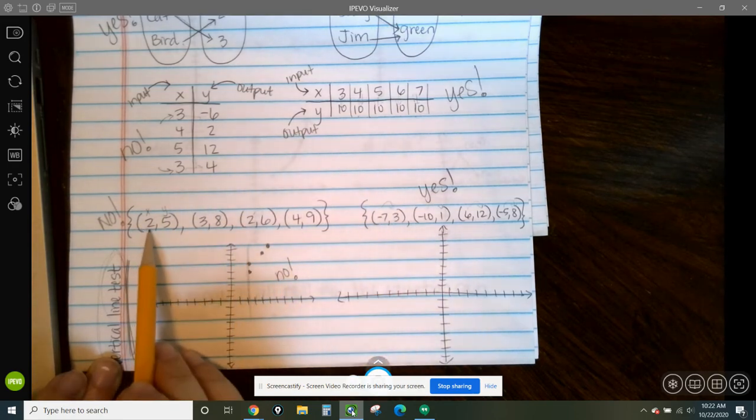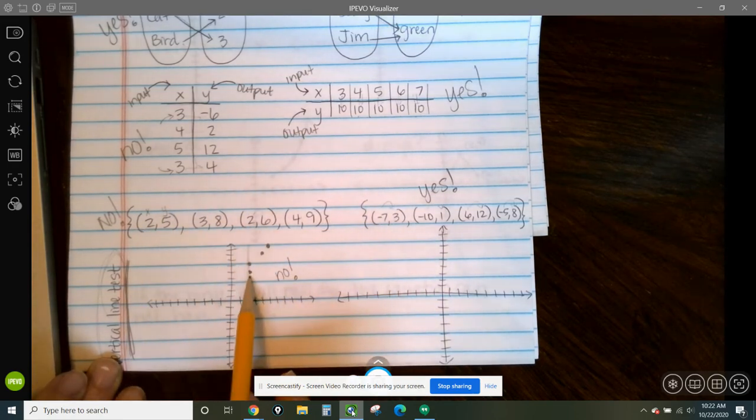So it's the same reason right here, 2, 5 and 2, 6 right here. They had that same x value but different y values. They failed the vertical line test. This is not a function.